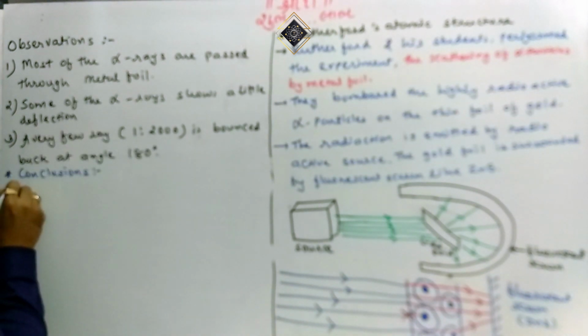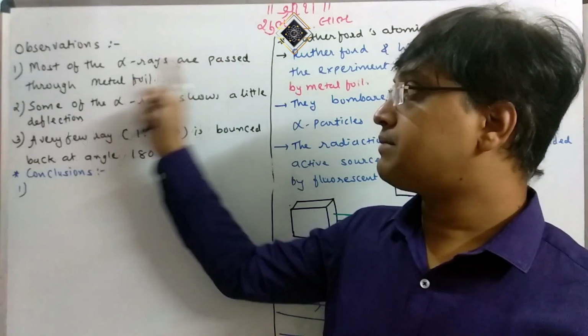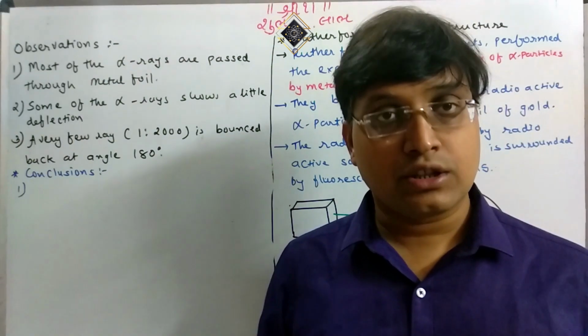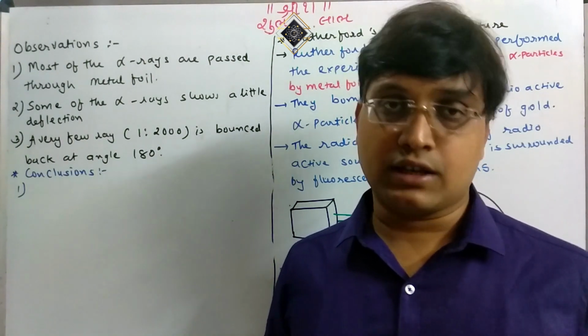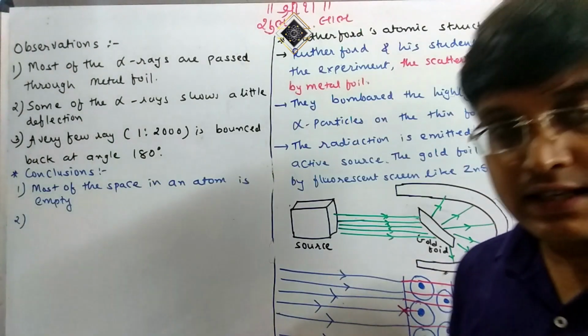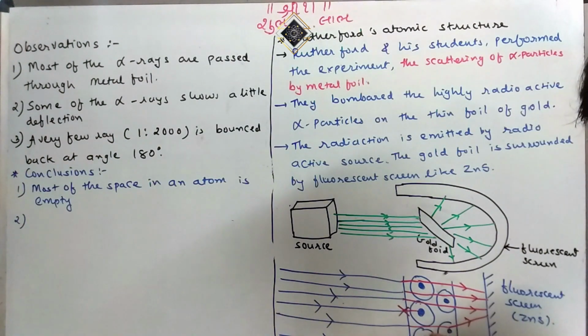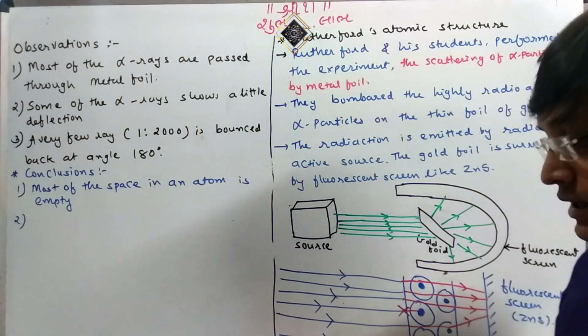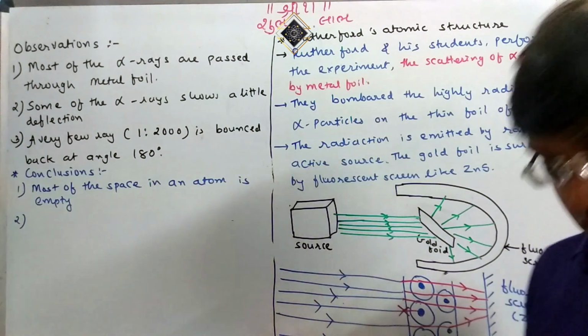Conclusions: most of the alpha rays pass through the metal foil. That means most of the space in an atom is empty, as I show in this figure. Some of the rays show deflection. This deflection is due to the extreme repulsion. That means this particle has a positive charge. That means proton. The reason behind this is that the alpha rays are positively charged.